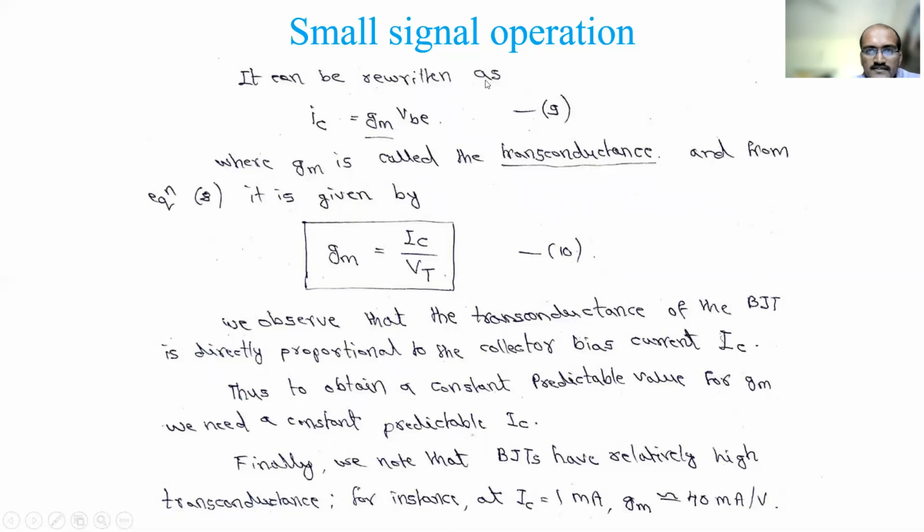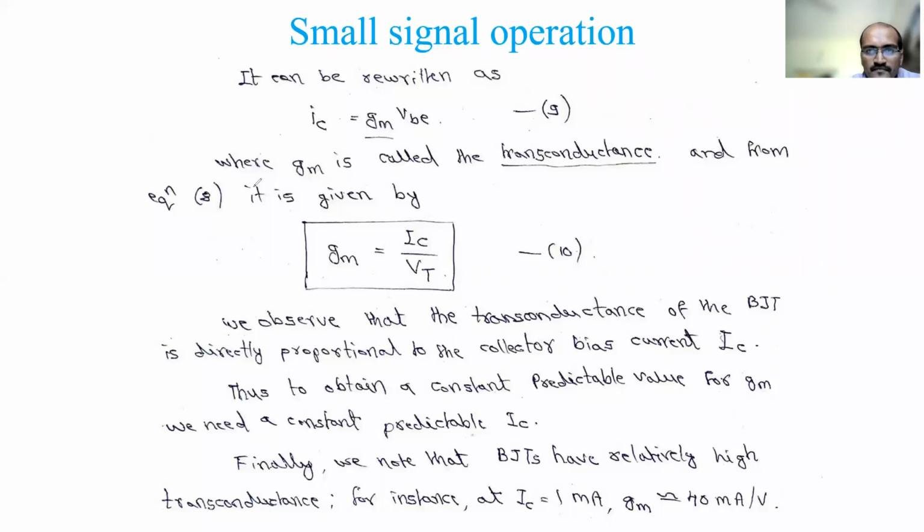So it can be rewritten as IC equal to GM into VBE. So this is called the term transconductance. You understood why that term transconductance is called? Okay, so just go through it after the session, write down the notes and read them so that you will clearly understand.